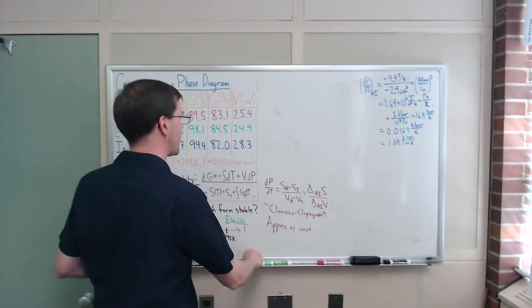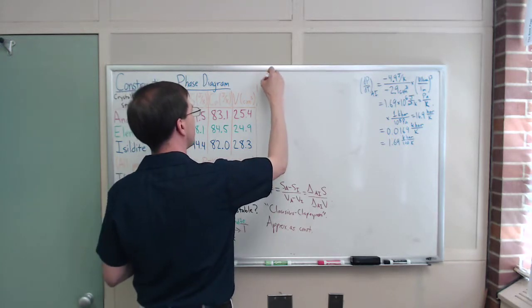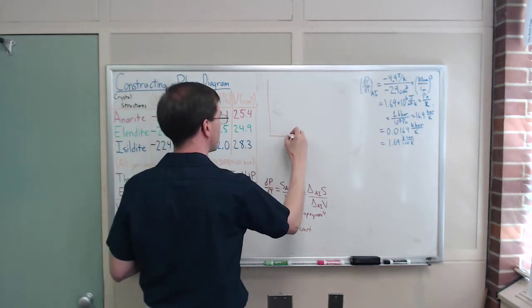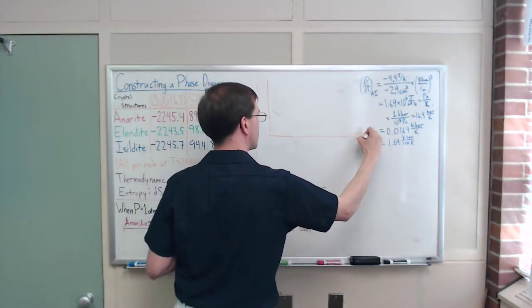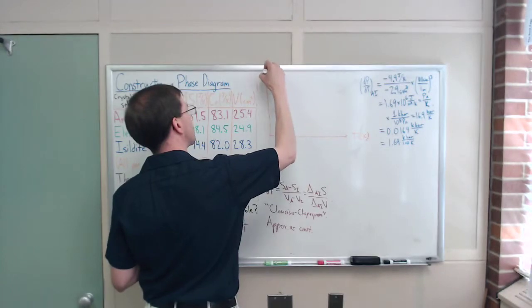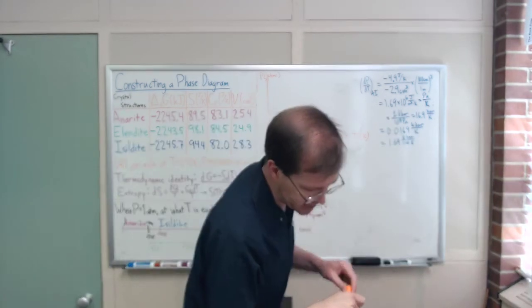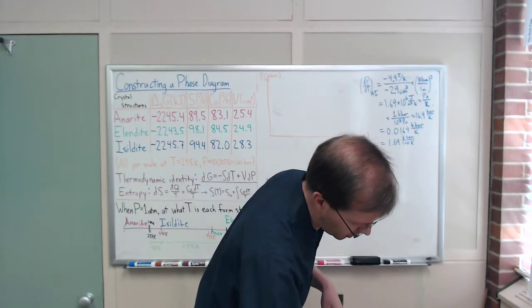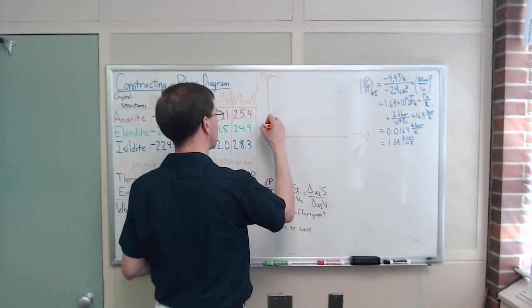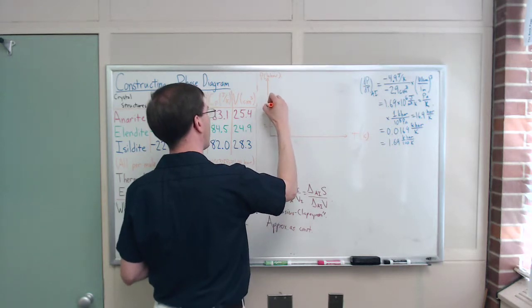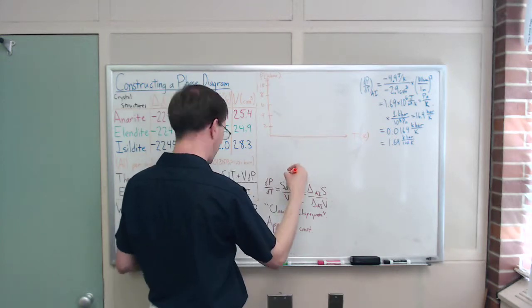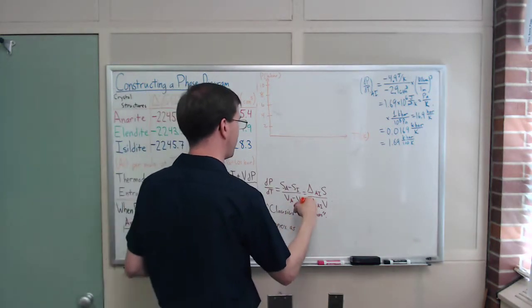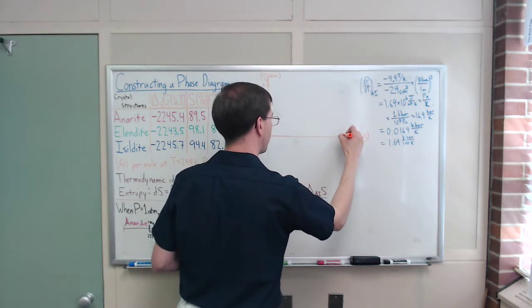Let me sketch this out. I've got vertical and horizontal. My horizontal scale here is temperature in Kelvin, and this is going to be pressure in kilobar. I think the scale I wanted to go with was about 2, 4, 6, 8, 10. And for temperature, I need to get all the way over to about 1,000 Kelvin.